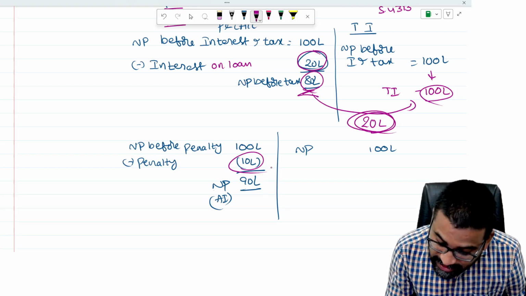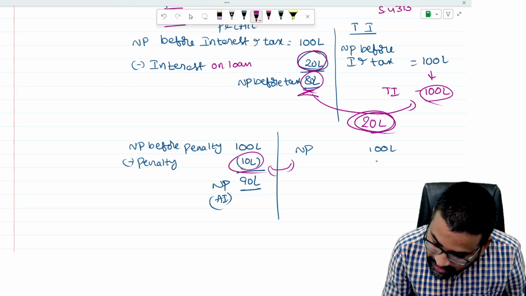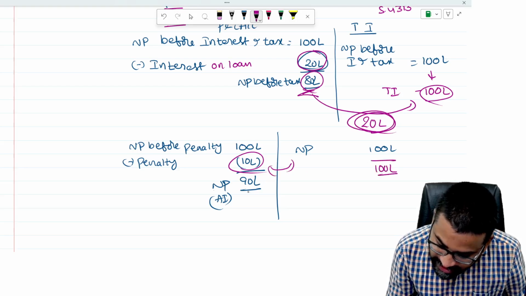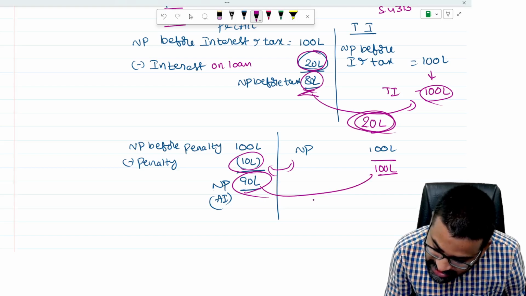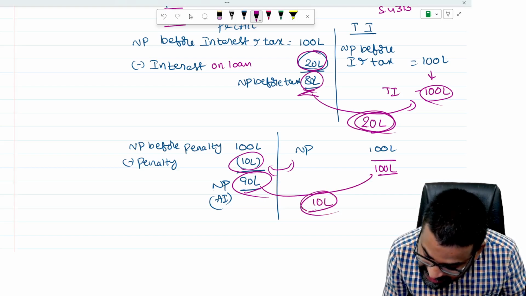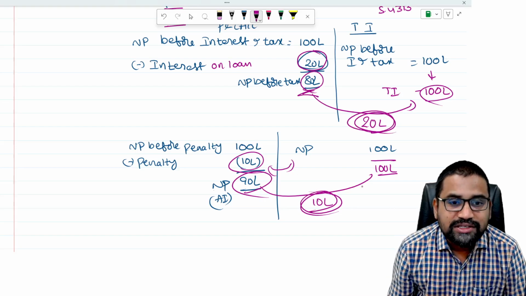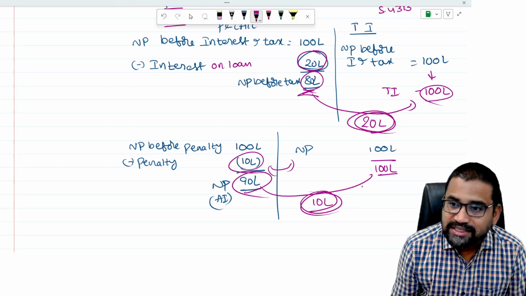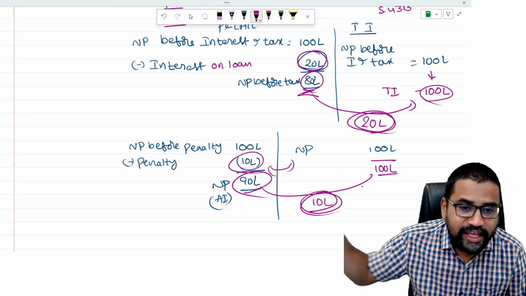That means, see, there is a difference. Your taxable income is 100 lakhs. Accounting income is 90 lakhs. So the difference is how much? 10 lakhs. Now tell me, is this 10 lakhs going to reverse in the coming years? No, because this 10 lakhs is not allowed as deduction in any year.